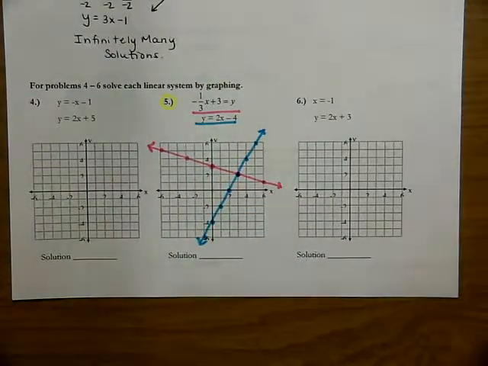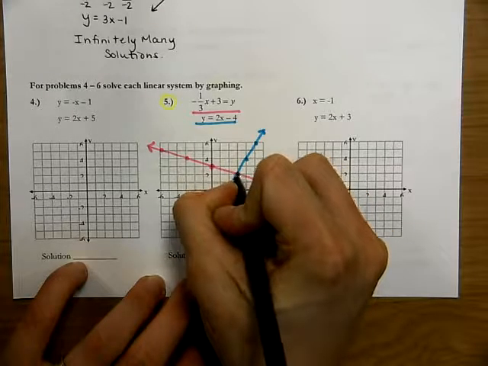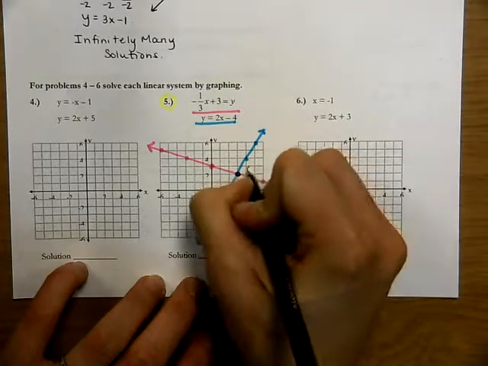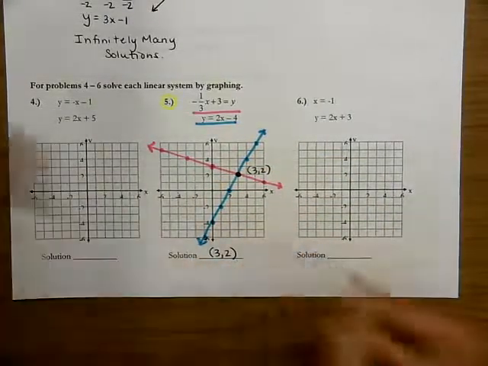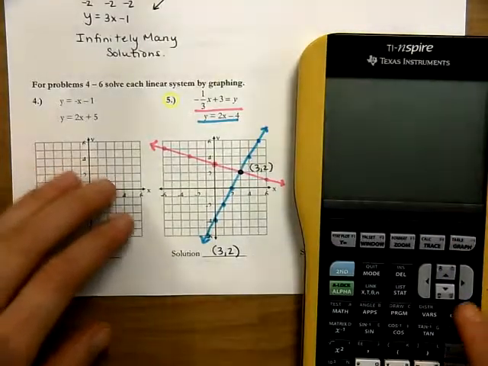And so when I do that, remember the solution is going to be the point where they intersect, because the point where they intersect satisfies both equations. So that'd be the point 3, 2. So the solution would be 3, 2. And if I want to double check to make sure that is correct, I could use a graphing calculator.